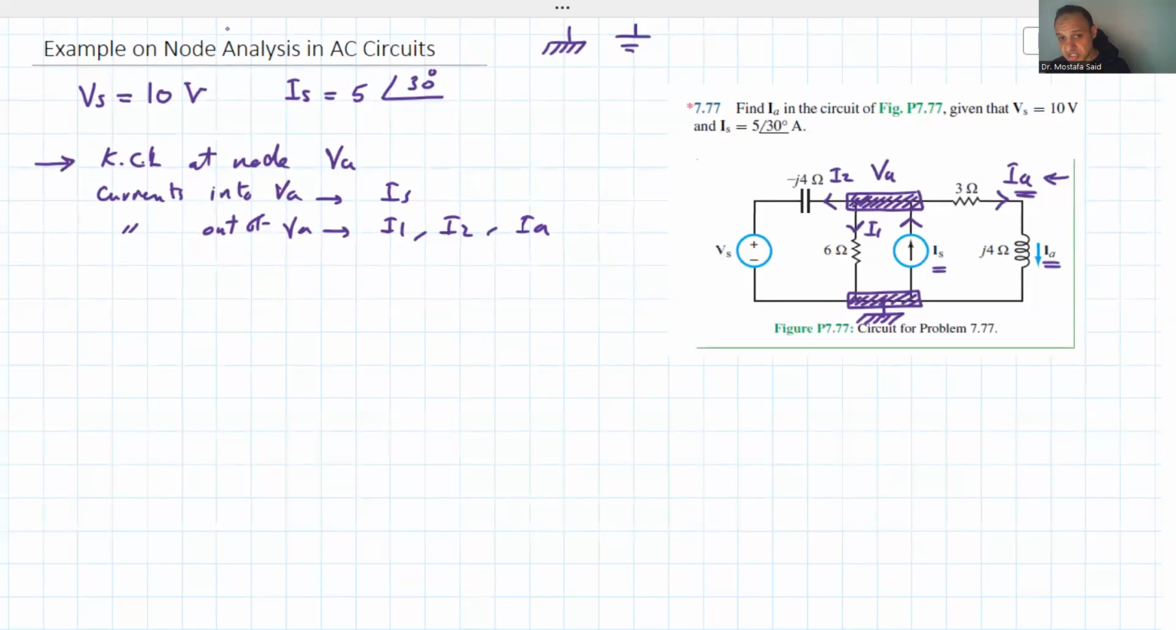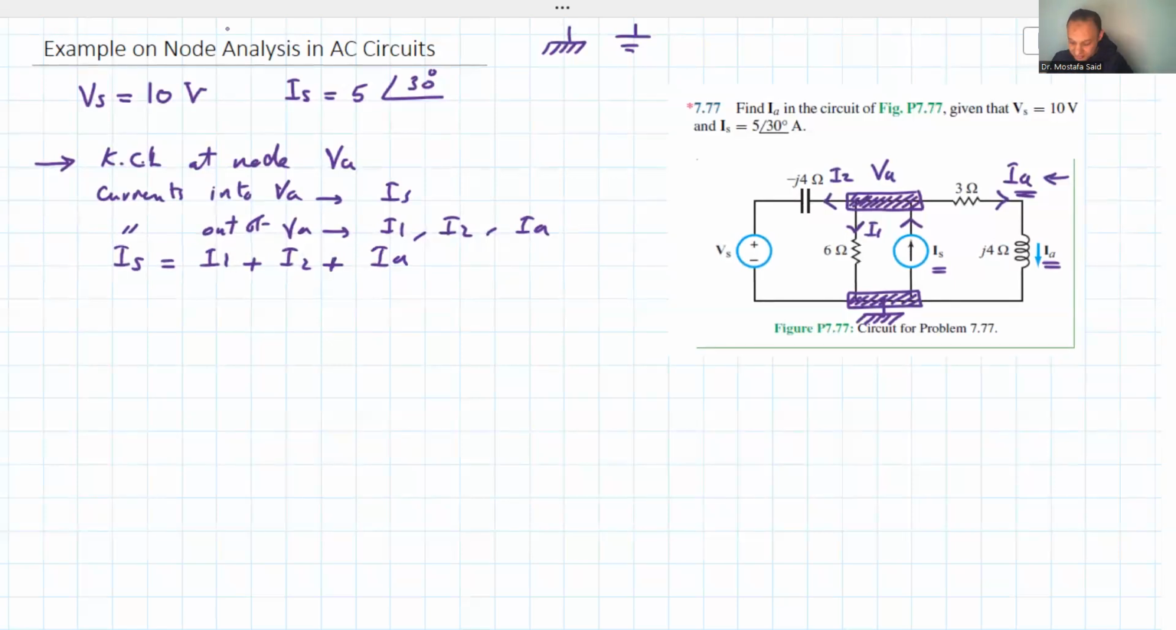By the way, you can choose any direction. I could have chosen I2 going into the node. It's very fine. At the end of the day, if it was the other direction, it will be negative. So 5 amperes going in one way is basically minus 5 amperes going the other way. That's it. Good. Let's write the KCL equation here. IS, which is the current going into the node, should equal the current output, which is I1 plus I2 plus IA.